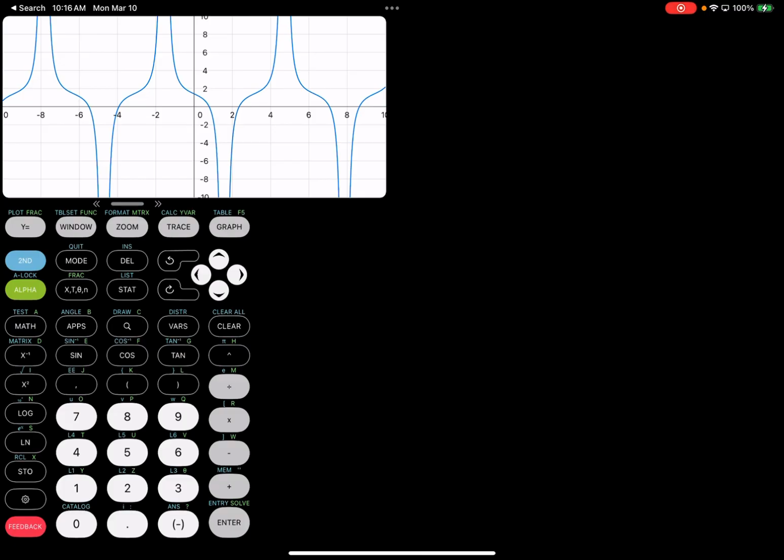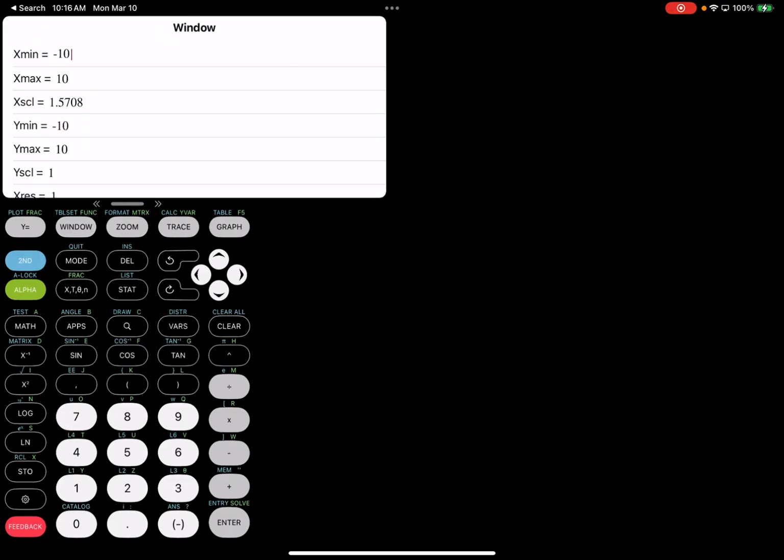All right, now here's what you do. You're going to change your window from 0 to pi over 3. So everybody press window. Let's just set it up from 0 to pi over 3. That's all I need. So x min is 0, x max is pi over 3. How do you do pi over 3? You type in pi over 3. There we go. I don't care what it's labeled by. The x scale doesn't matter to me. I really don't care about the y min and y max either.